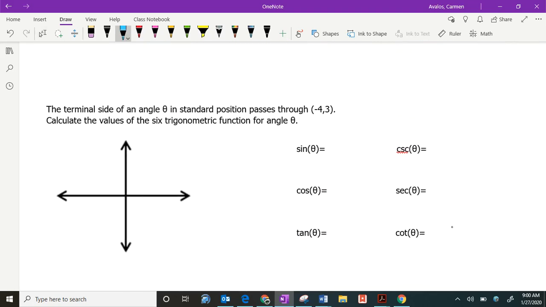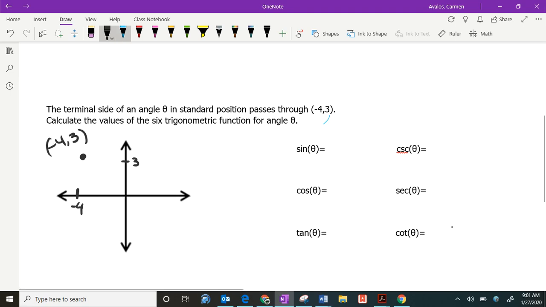A terminal side of an angle theta in the standard position passes through -4, 3. So these are actual coordinates. Remember, this is still standard x and y axes. So the point that we're looking for is -4. We're going to go in the negative direction to -4, and then it's going to be +3 on the y axis. So we're looking at this point right there.